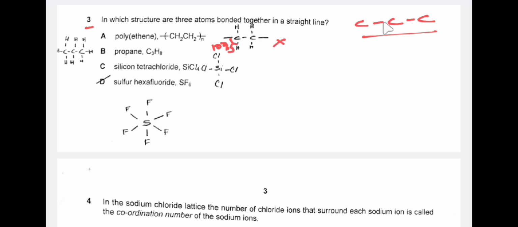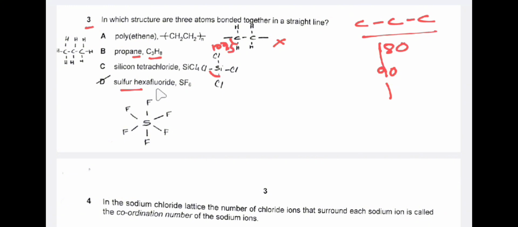A straight line would occur if the bond angle is 180 degrees. So this can be the case. For propane, C3H8, again the bond angle is 109.5 degrees. Silicon tetrachloride, again the bond angle is 109.5 degrees.